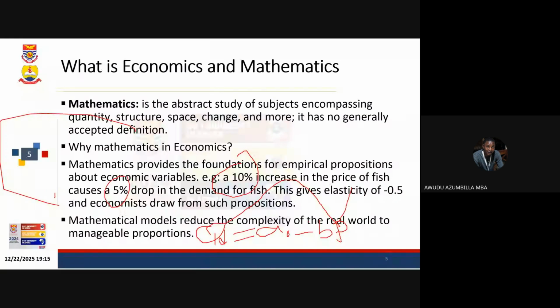Now, what is this negative? This negative means that there's an inverse relationship between price and quantity demanded. And that is why we are saying negative. When you put this mathematical equation, any economist will know that this is the law of demand. Instead of adding all the factors, we simplify things and make it easy for us to understand. So the basic thing is that mathematical models help to reduce the complexity of the real world so that we understand and explain economic phenomena.